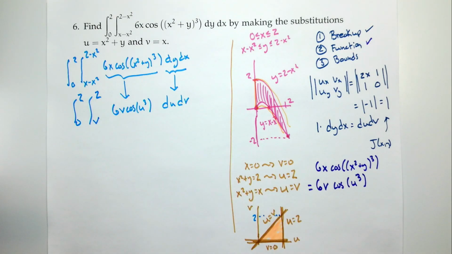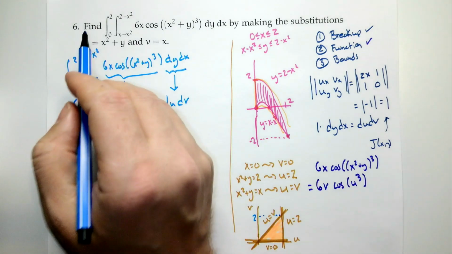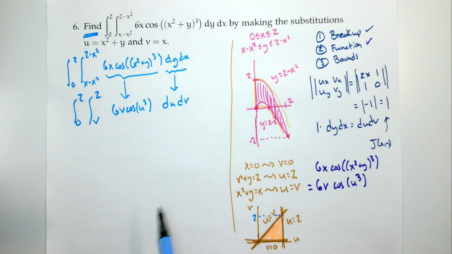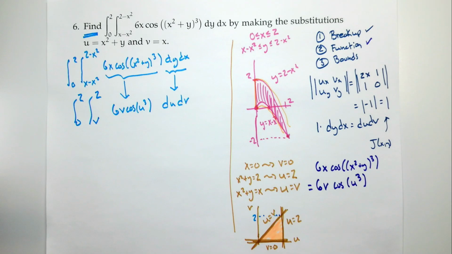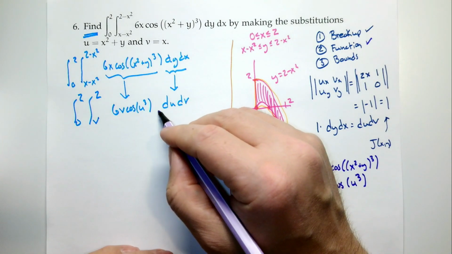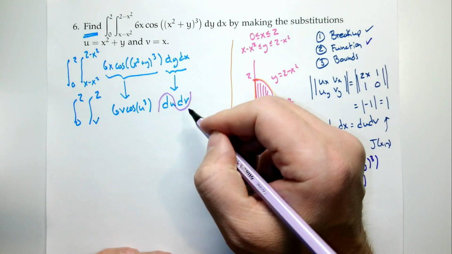If we were only asked to rewrite, we'd be done. But we were asked to find. How do you integrate 6v cosine u cubed? That is correct. You do not integrate 6v cosine u cubed with respect to u. You can't do it. So what does that mean? Well, it doesn't mean we did it wrong. It means, hey, you know what? Let's change the order of integration.